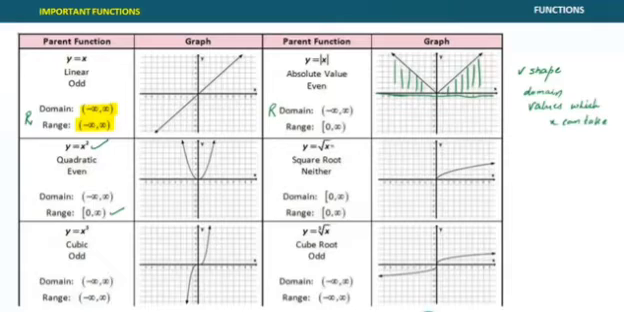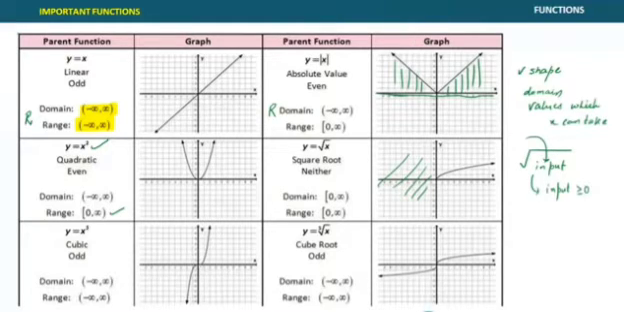In case of under root, you cannot have a negative value inside the under root. So very important stuff. If this is the input, the input of under root has to be greater than or equal to 0. It can never be negative. That is why the left hand side is not being drawn. You will never find anything on this particular side. Range, again, if you input positive numbers, you will get positive numbers.